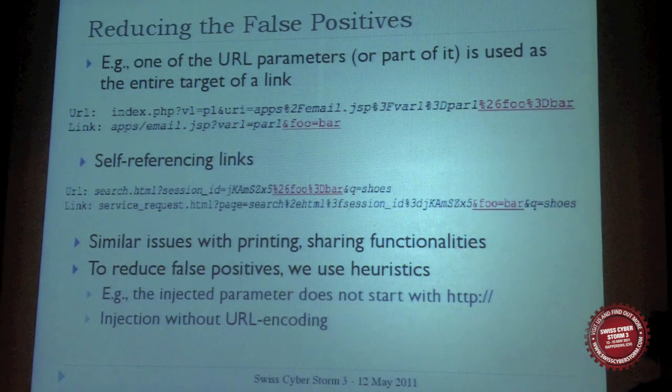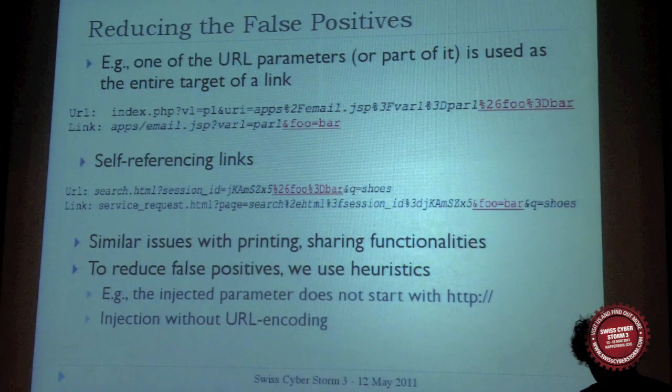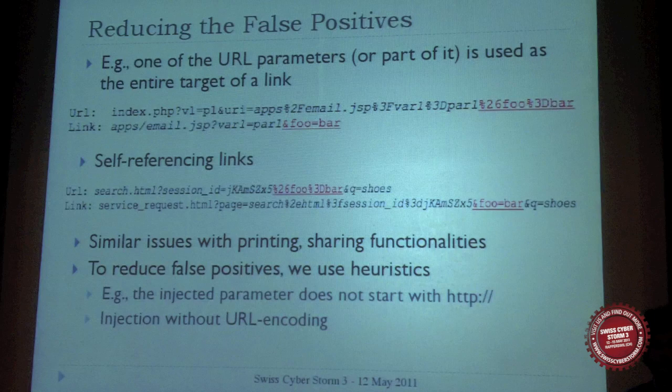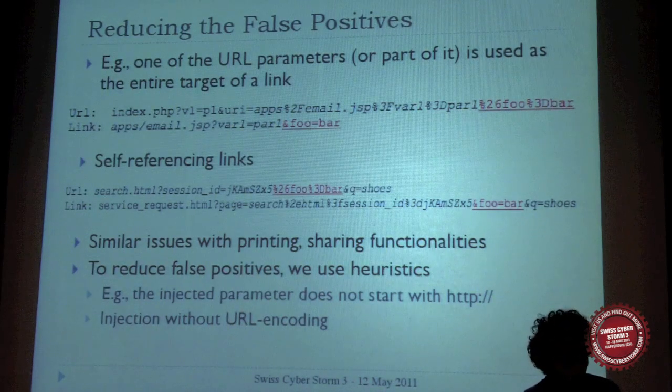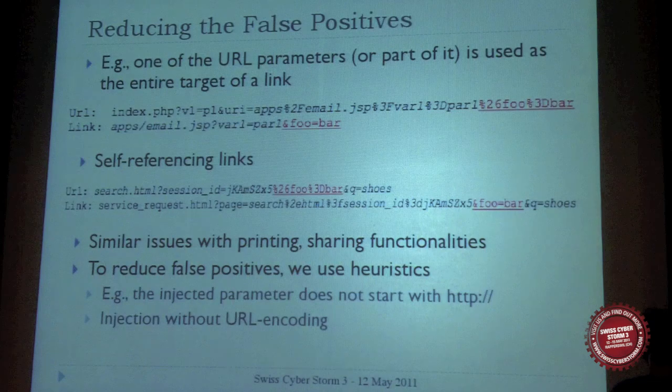We have then different heuristics to reduce the false positives, because at the beginning we had a false positive rate of about 4%, that is pretty high. With these heuristics, we managed to cut the false positives to, I think, 0.5%, something like that. And you have more details in the white paper for this.